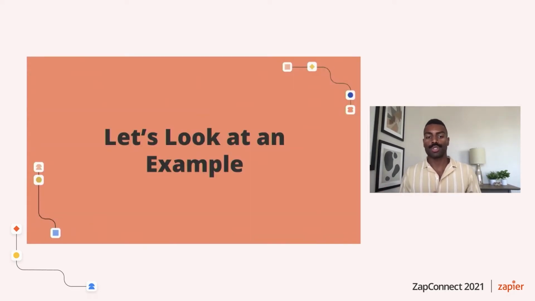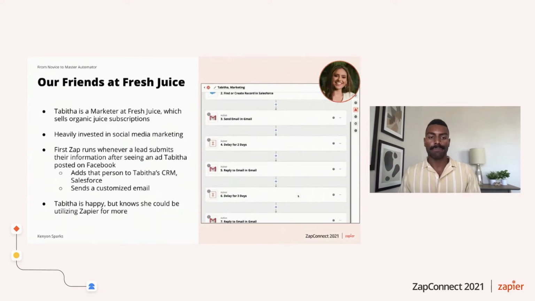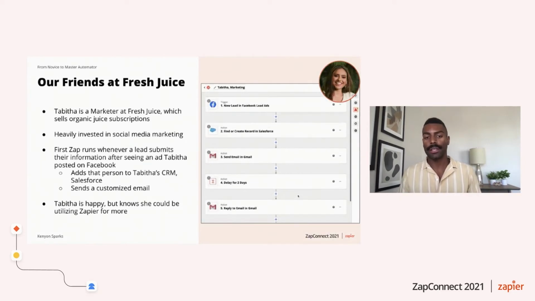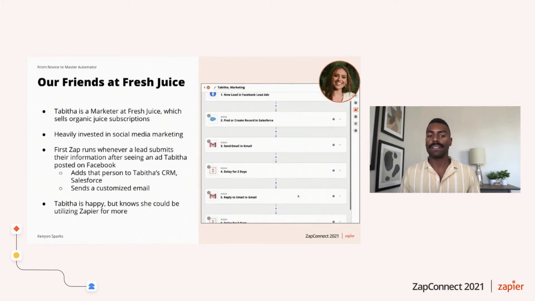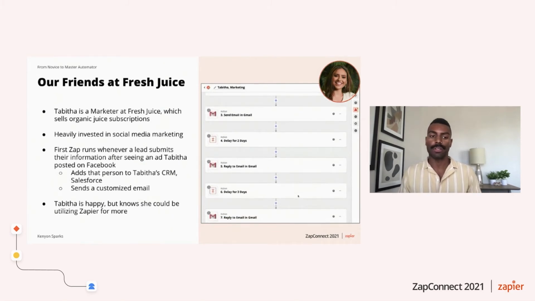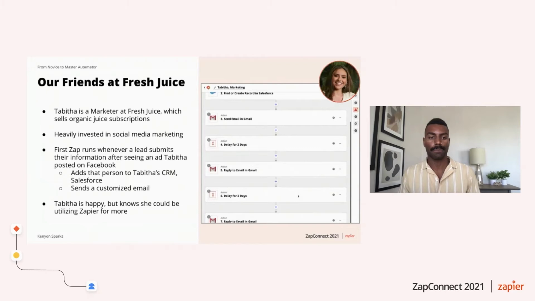This can all sound fairly abstract without a real use case, so let's use an example to illustrate these concepts and really dig in. Meet Tabitha, a marketer at Fresh Juice, which sells organic juice subscriptions through their website. Like many businesses, they heavily invest in social media marketing to grow their revenue. As a marketer, Tabitha is responsible for getting their product in front of potential customers and generating interest.